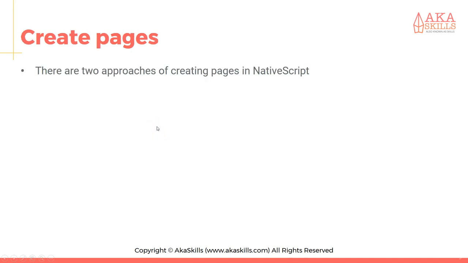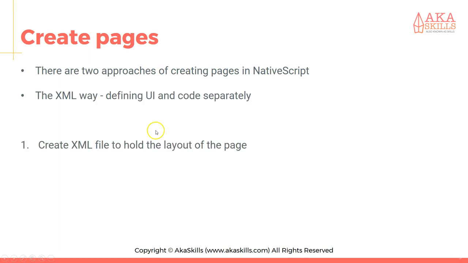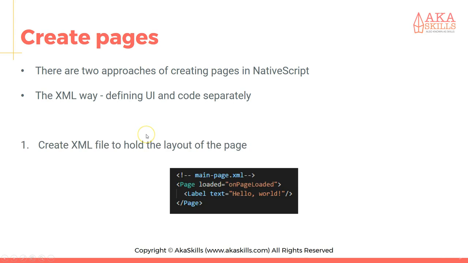To create pages, there are two approaches in NativeScript. The XML way, defining UI and code separately. First we have to create an XML file to hold the layout of the page. For example, I have main-page.xml and I have the XML here. So I'm saying Page and close it here, and I have loaded, which is an event, and this means called when the page is loaded.